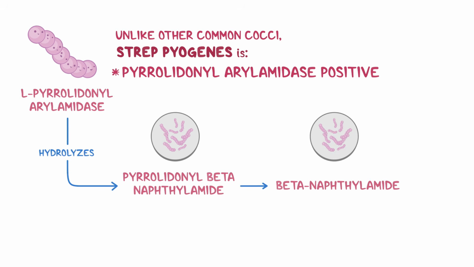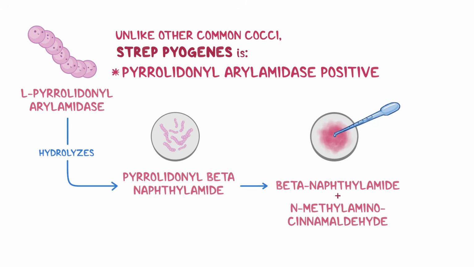Try saying that 3 times fast. Finally, another reagent called N-methylaminocinnamaldehyde is added to the disc, and it reacts with beta-naphthylamide, resulting in a bright red color that confirms strep pyogenes is pyrrolidinyl arylamidase positive.